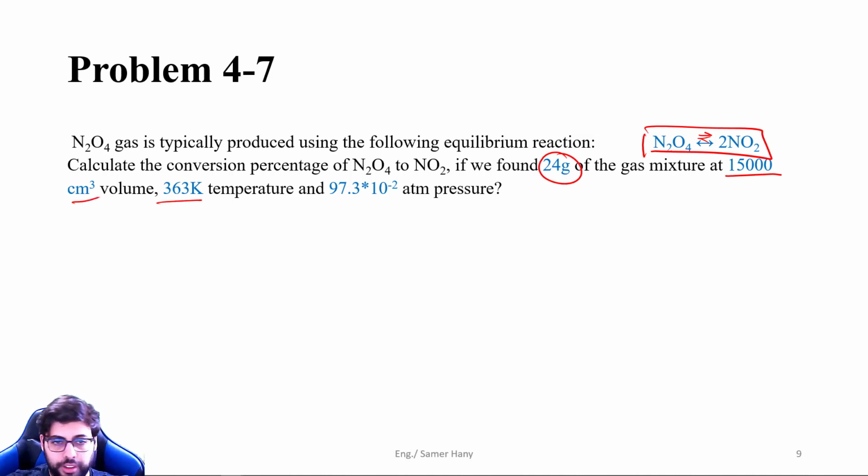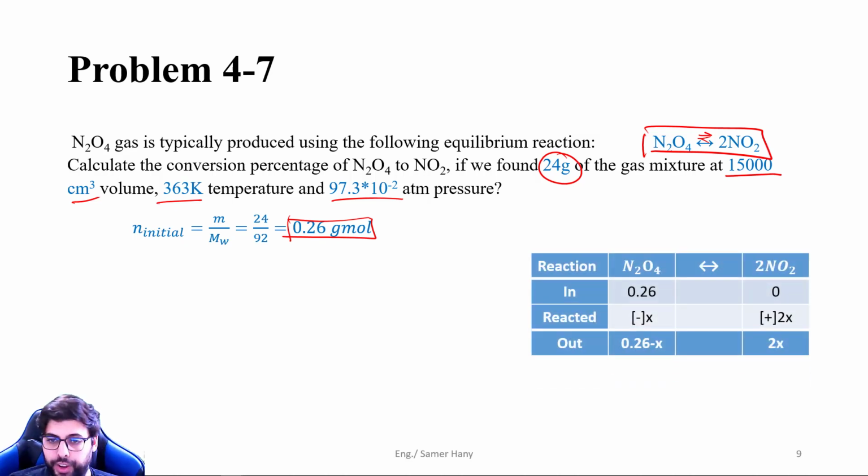Okay, so the initial amount is just those 24 grams of N2O4. We can get N initial is 0.26 gram moles. All right, and if we build the reaction table, the inlet of N2O4 at the very start of the reaction is 0.26 as we got here, and NO2 is just 0. We're still starting the reaction. And for any amount X of N2O4 reacted, we get double that amount or number of moles for NO2.